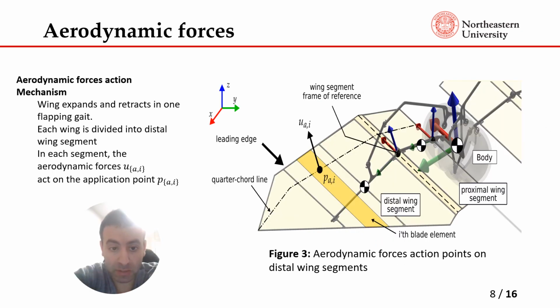The aerodynamic forces action mechanism is explained here. The wing expands and retracts in one flapping gait. Each wing is divided into distal wing segments, which are highlighted in figure 3 as the dark yellow segment. In each segment, the aerodynamic forces U act on the application point P on the segment to produce the aerodynamic forces which are mapped to the state space.